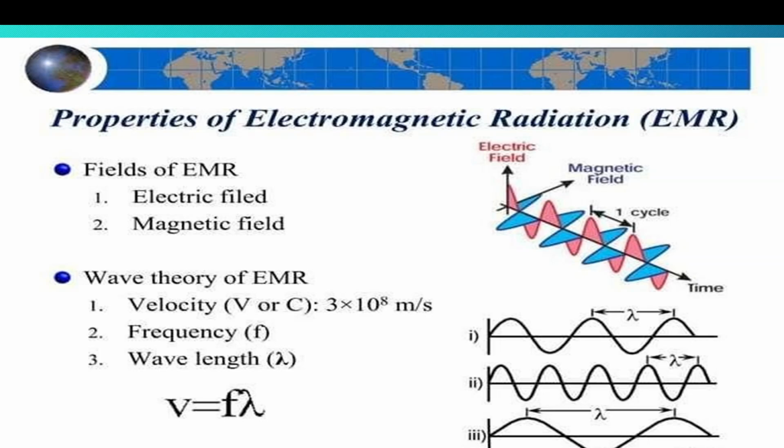V equals frequency times wavelength, where velocity is equal to frequency into wavelength.